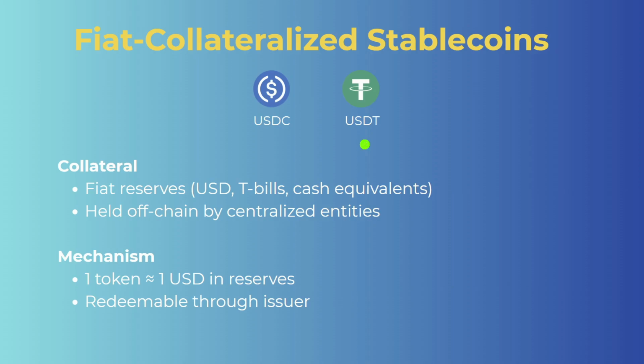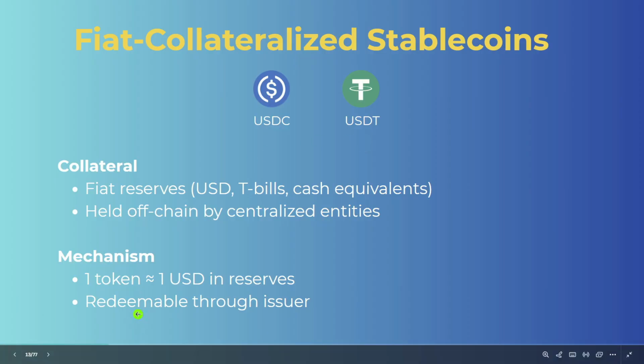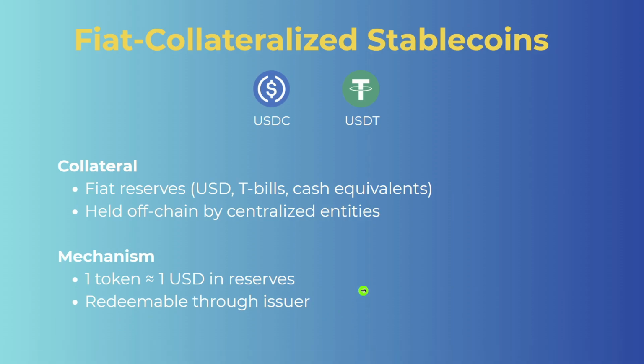So later on we will see a breakdown of USDT reserves. But basically the point is that one token is equal to $1, okay? And we have to trust Tether that there are actually dollars in their reserves. So these tokens are redeemable by the user. This means basically that we can exchange one token, one USDT, for $1 anytime.